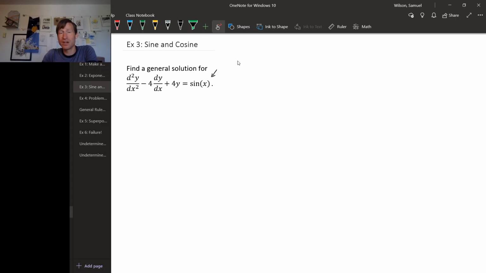As usual, let's find a complementary solution first. The associated homogeneous equation is y double prime minus 4y prime plus 4y equals 0. This has characteristic equation m squared minus 4m plus 4 equals 0. This factors. This one's a perfect square. It's m minus 2 squared.